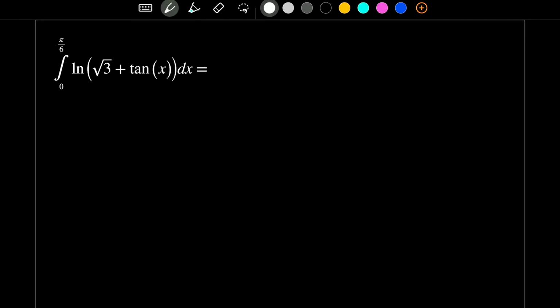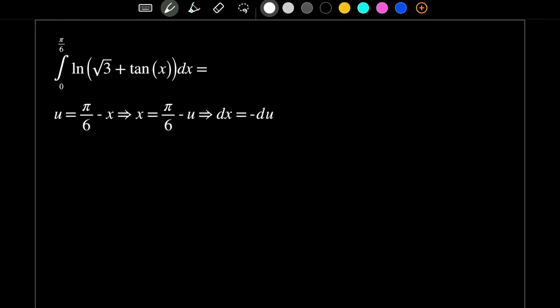We're going to make the u substitution u equals pi over 6 minus x, which means that x equals pi over 6 minus u, and also that dx equals minus du. This is a common substitution that we can do to switch these bounds, and we'll get some nice simplifications. So let's see what we get.